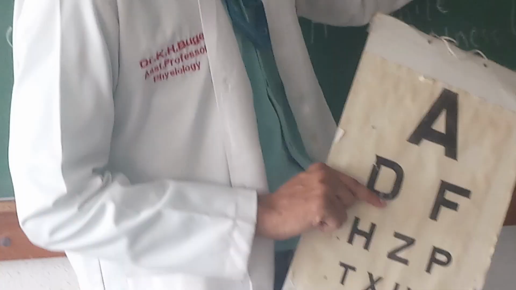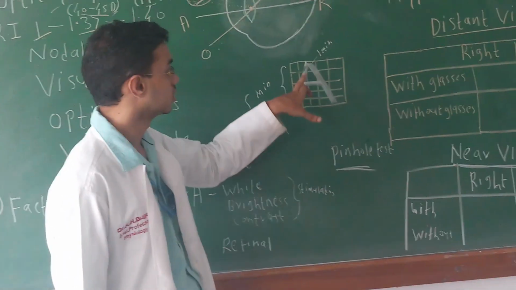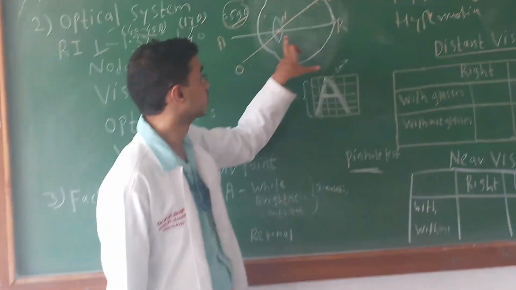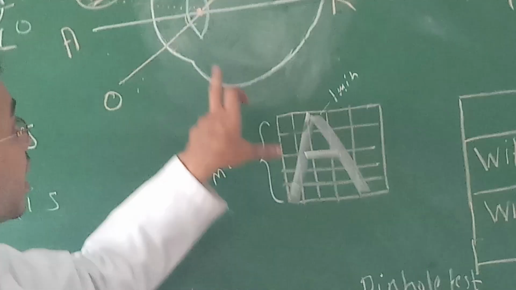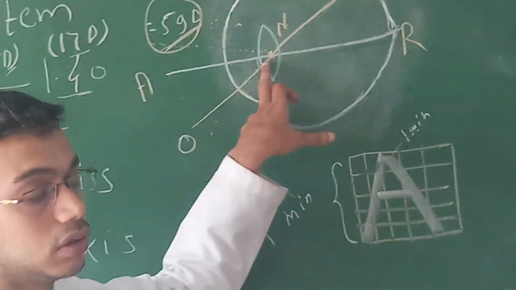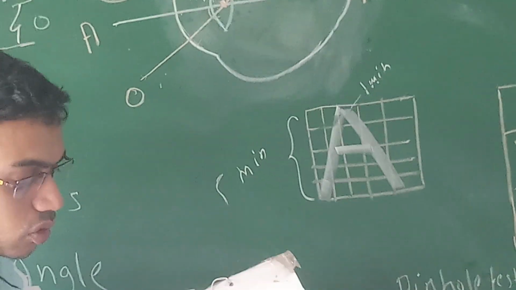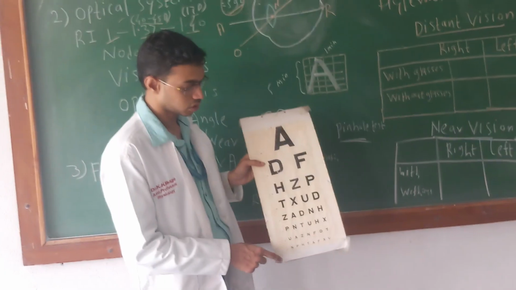So this is a chart. Each letter is made in such a way that the thickness of the letter forms an angle of 1 minute at the nodal point, while the whole letter forms an angle of 5 minutes at the nodal point. So this is the normal construction of each and every letter, from 60 meter to 5 meter.